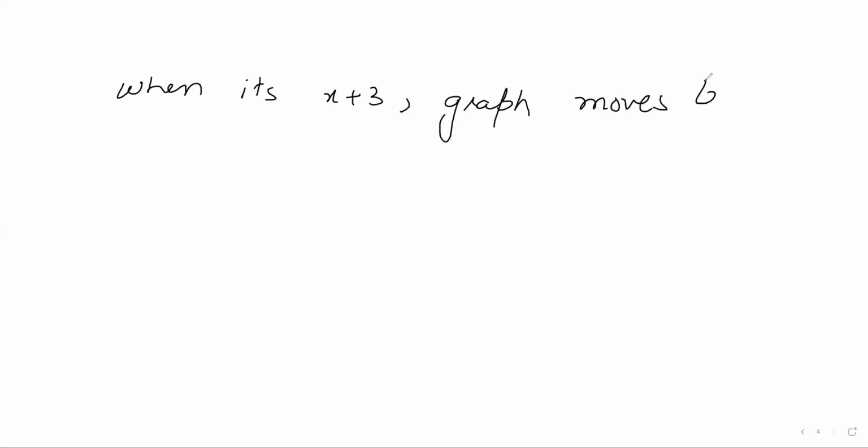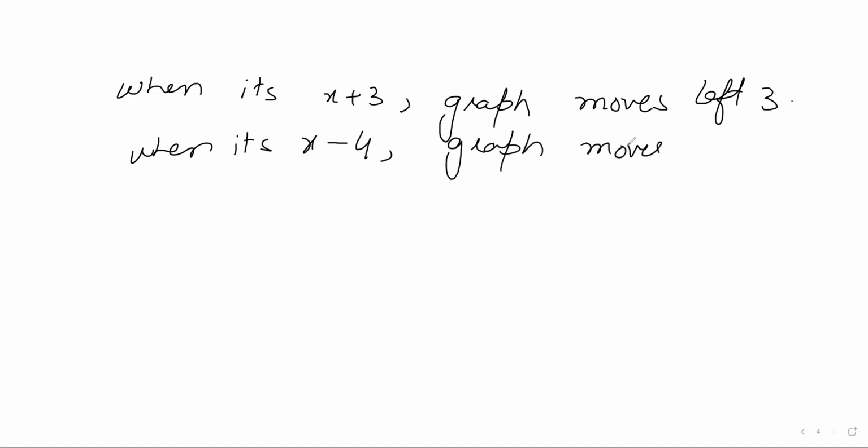Yes. And if it's inside the function, it goes horizontally left and right. Yes, very good. When it's x plus 3, what did we do? The graph went horizontally, moves left with 3 units. When it was x minus 4, the graph moves right horizontally, right with 4 units.